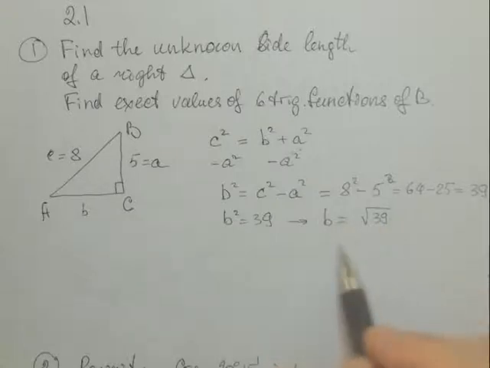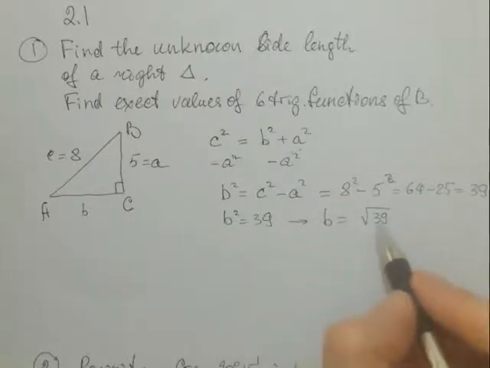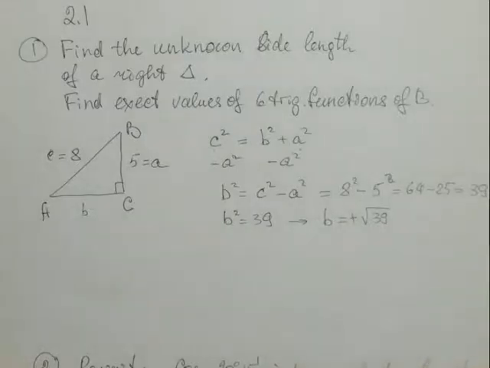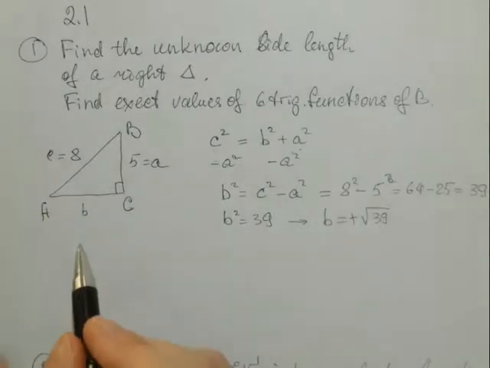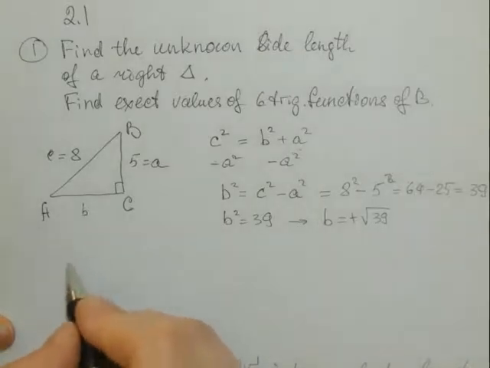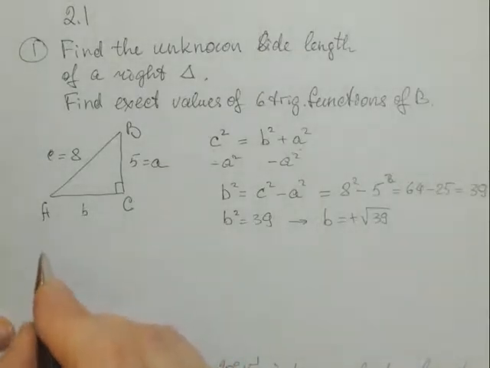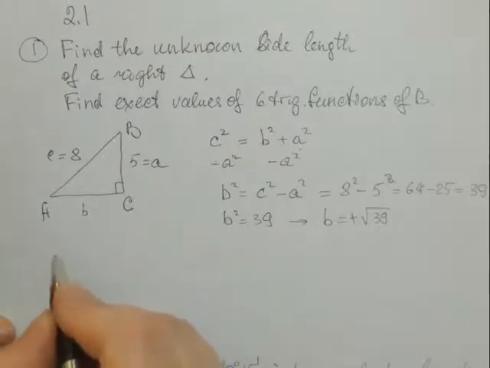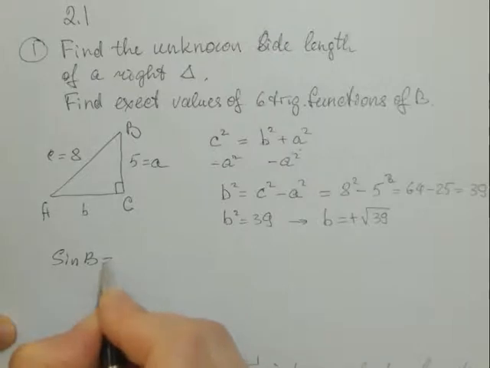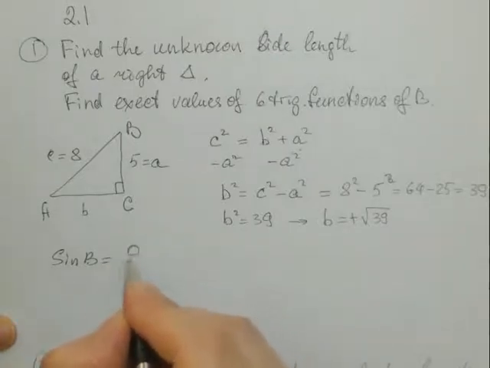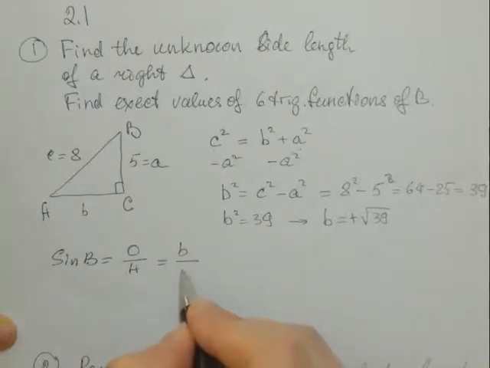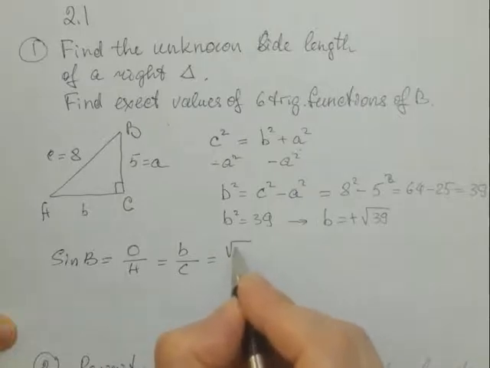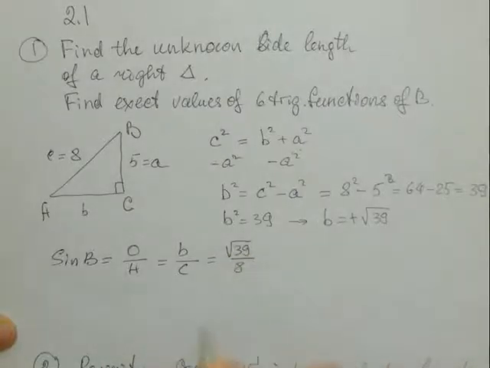Here we don't need to write positive or negative, since the length cannot be negative. The length of the side is always positive, so that's why we take the positive sign. Now let us find trigonometric functions of angle B. In terms of a right triangle, we use opposite, adjacent or hypotenuse. Sine of B is opposite over hypotenuse. The opposite side is b, the hypotenuse is c, so it is square root of 39 over 8.